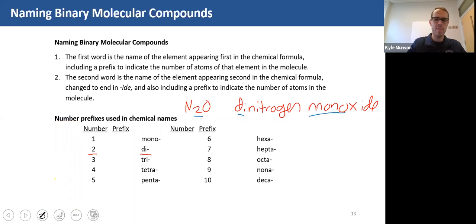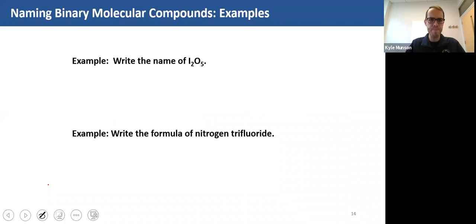Okay, so again, this is how we're going to name these compounds going forward. And again, we're going to do several examples together. And I'm going to point out a few things that we need to be aware of when we're naming compounds beyond just the few simple rules that I've given here. Okay, so let's do some examples together.